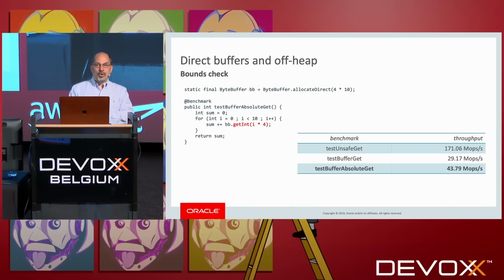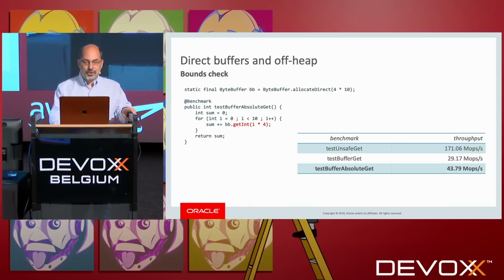It turns out we were interacting with ByteBuffers in the slowest mode possible, where we were asking, do you have another byte? Okay, give it to me. Do you have another byte? Okay, give it to me. There's also an absolute addressing mode where you can say, I know what's in this buffer, just give me the bytes at a certain offset. And that turns out to be a bit faster than the other version. We get about 43 versus 29 on the throughput score.